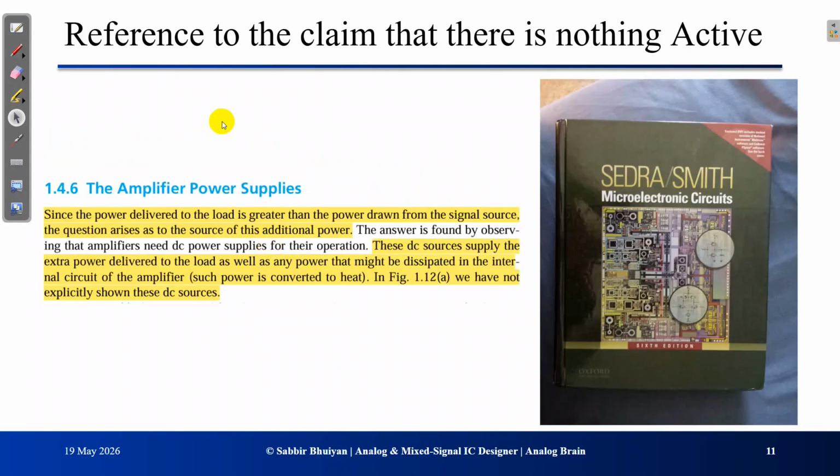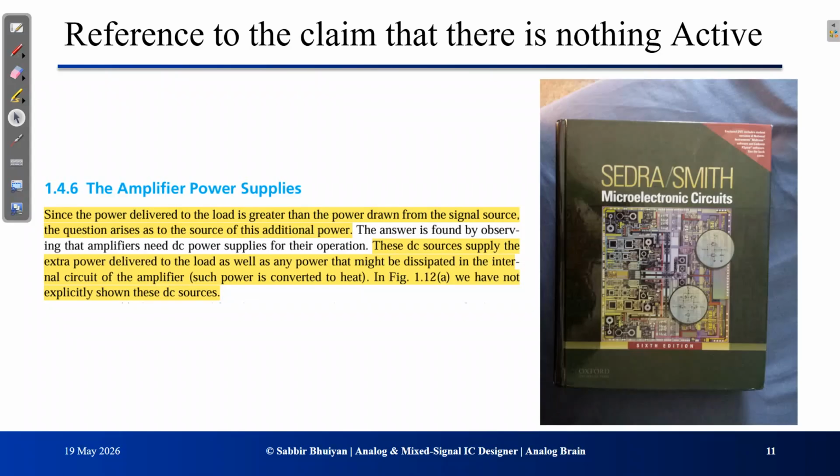With reference to the claim that there is nothing active, I will show you some other references and also some definitions of passive and active, and after that you will relate the whole thing. So not only from this slide. Okay, let's see. The amplifier power supplies. Since the power delivered to the load is greater than the power drawn from the signal source, the question arises as to the source of this additional power. The writer itself is asking the question, what is the source of this additional power?